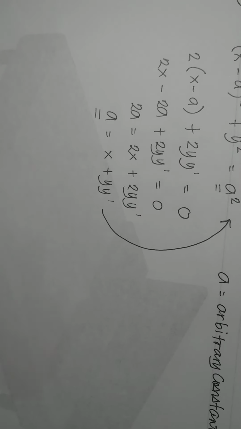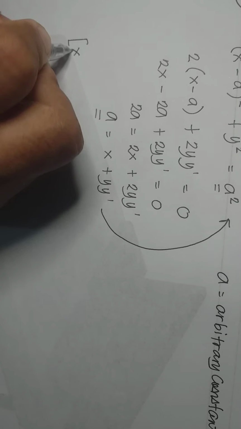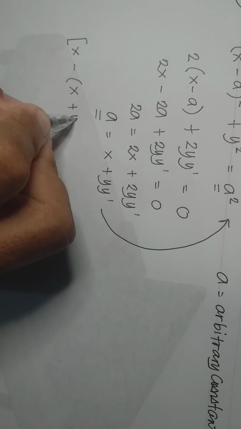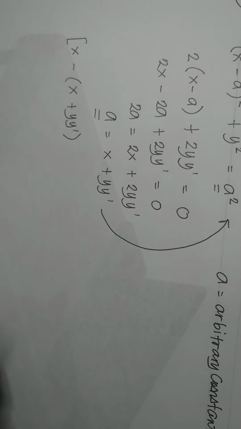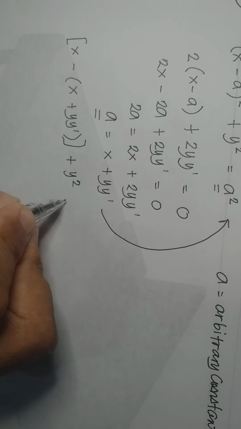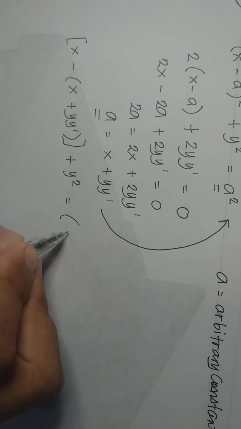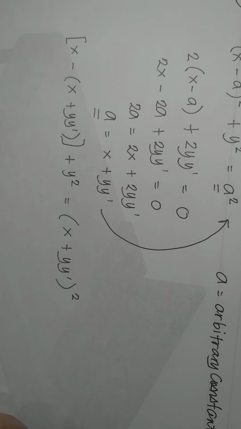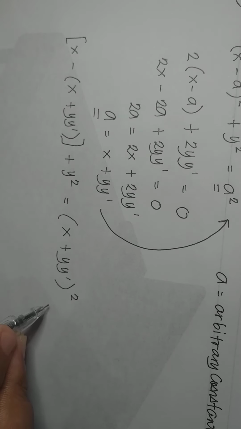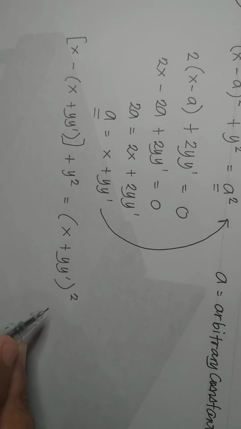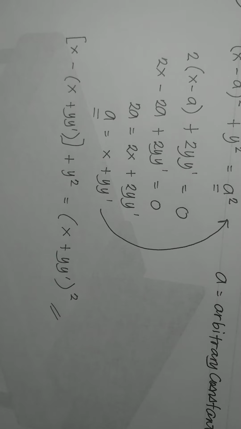So we have x minus a. But what is a? a is x plus y y prime, plus y squared is equal to a squared. But what is a? (x plus y y prime) squared. Okay? This is now an equation free of any arbitrary constant since we don't have a in the equation. So this is the solution to number 2 problem.